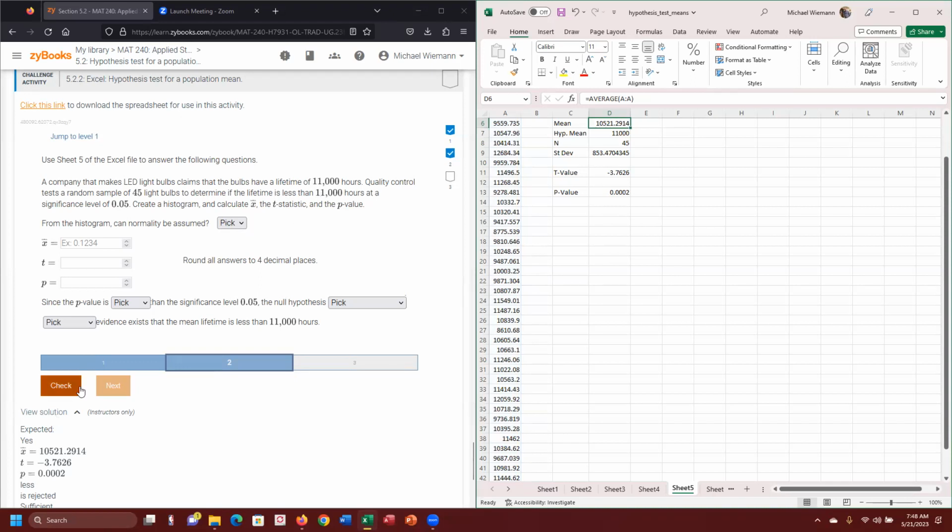Let's see here. Oh, let's just go ahead and do this one. They want sheet 5. This is for problem number 2. You'll just see the problem twice here. So 11,000, sample size is 45, significance level of 0.05. So we'll calculate our corresponding values.